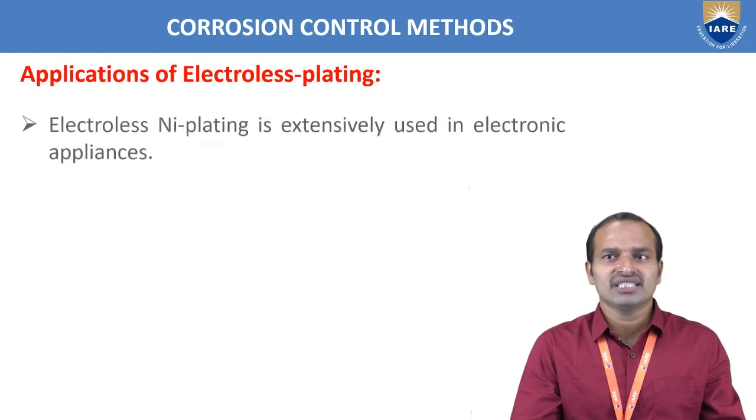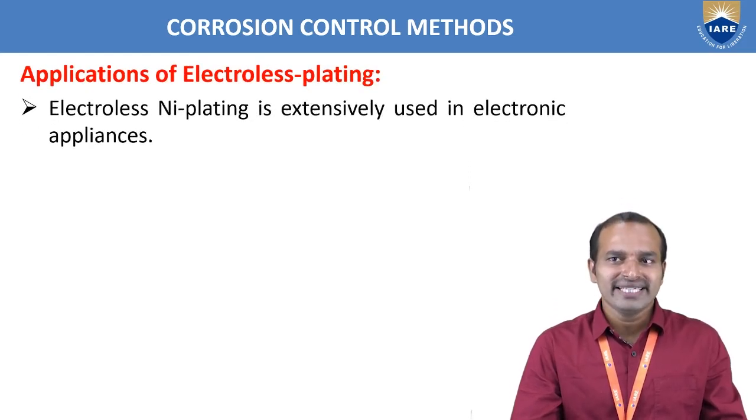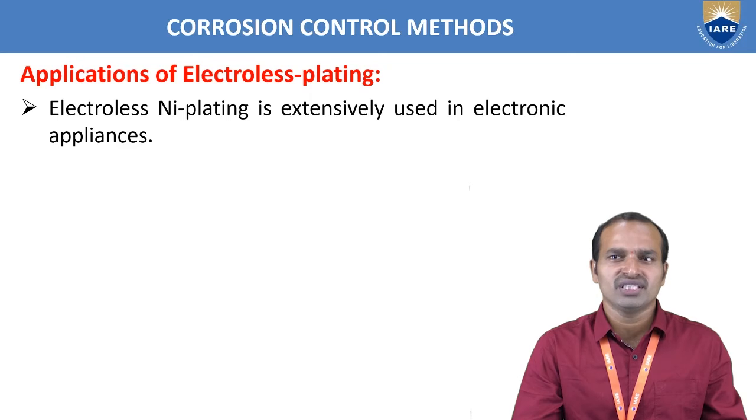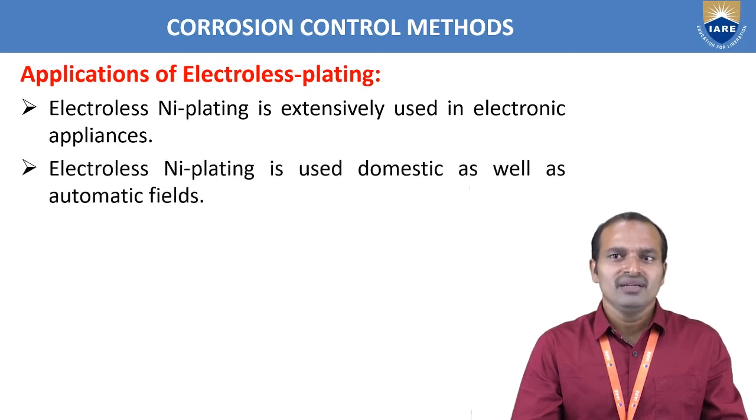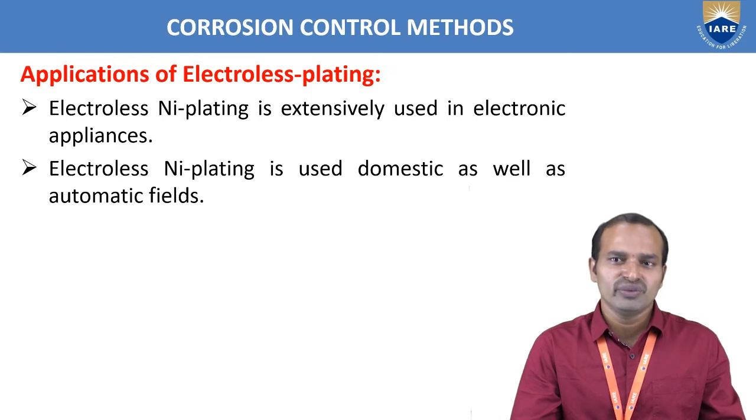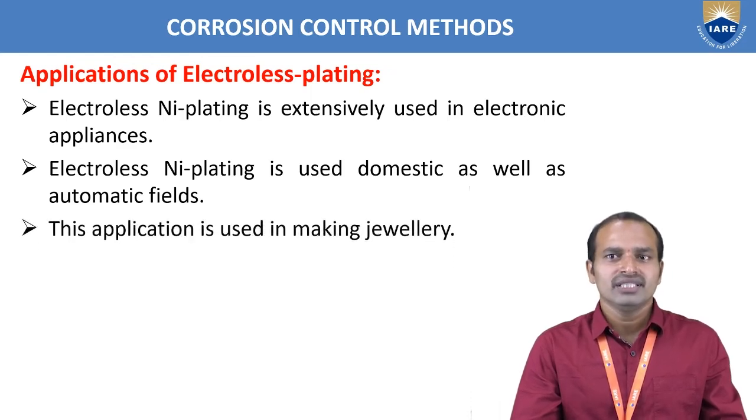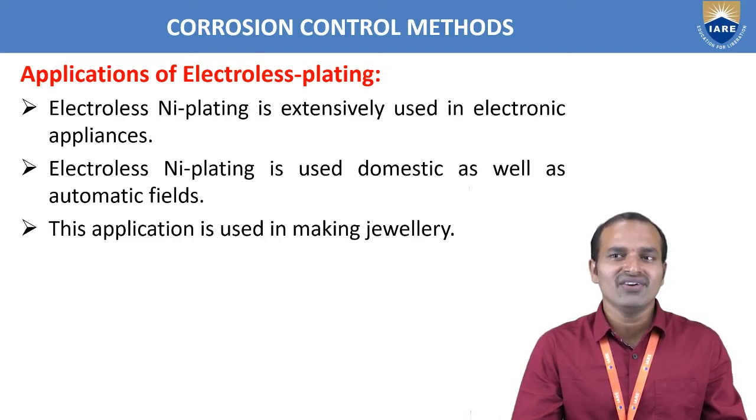Now, applications of electroless plating. Electroless nickel plating is extensively used in electronic appliances, mainly in circuits, cameras, mobiles, TVs, laptops, etc. It is used in domestic as well as automotive fields. This application is also used in making jewelry.